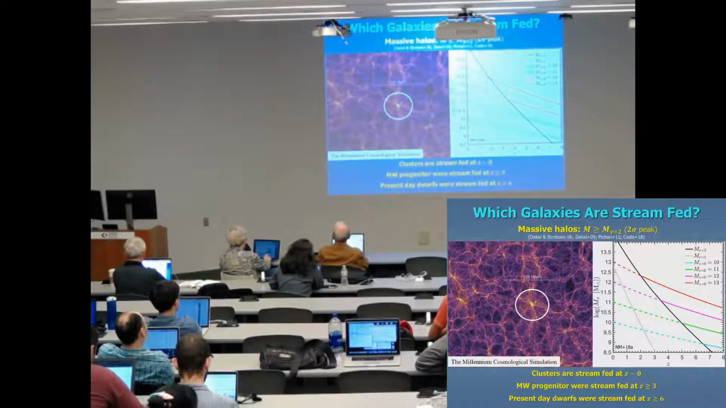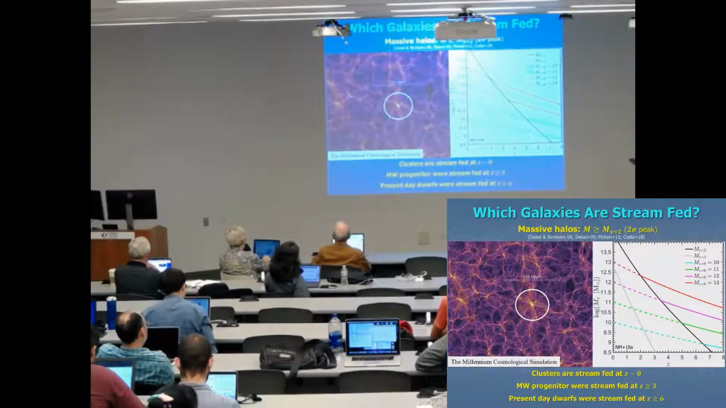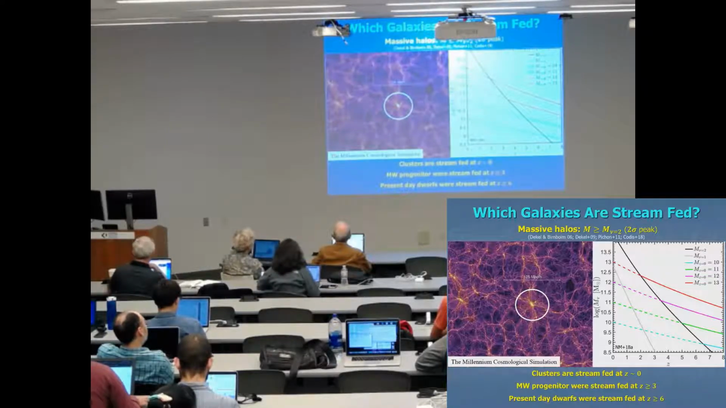And these are various curves which show the typical average evolution of different redshift 0 halo masses. So at redshift 0, the only halos we expect to be stream fed are the most massive clusters, anything above 10 to the 14 solar masses. But if you look at the progenitor of the Milky Way, it was probably stream fed at redshift larger than 3. If you look at a typical dwarf galaxy at redshift 0, you take it all the way back to redshift 6, it might very well have been stream fed as well because it was a 2 sigma peak at redshift 6. So these streams were important in the evolution of almost every galaxy at some point during their evolution.